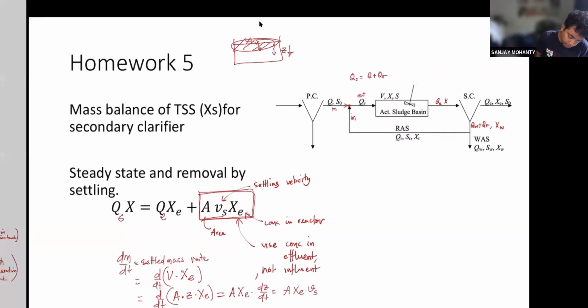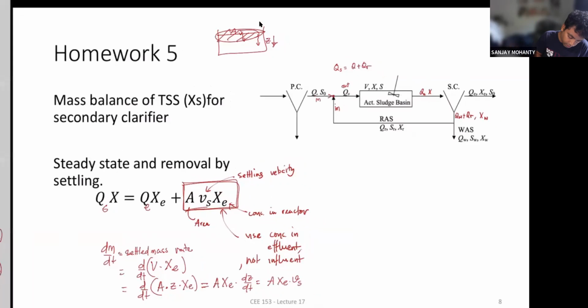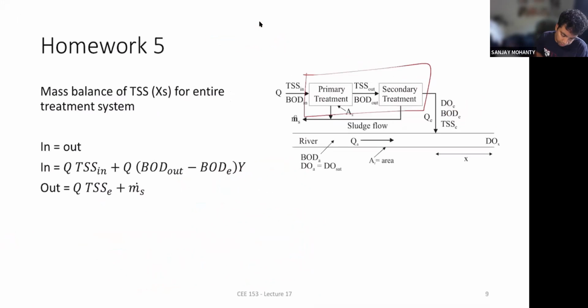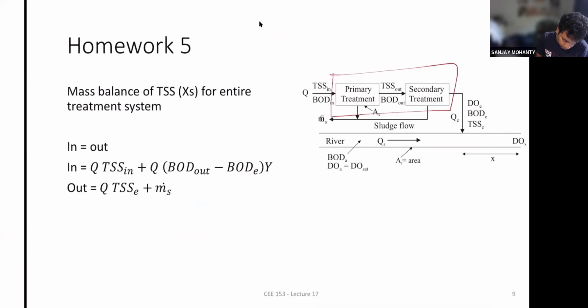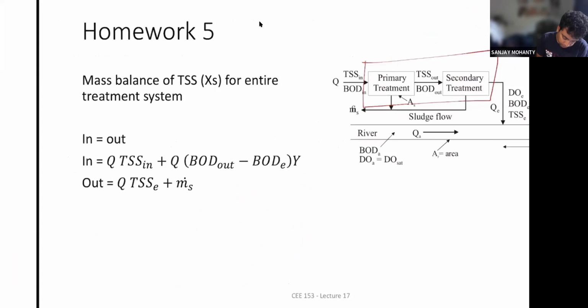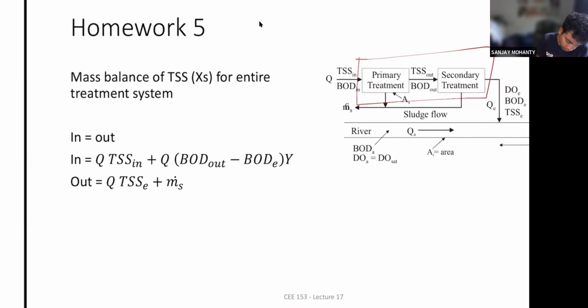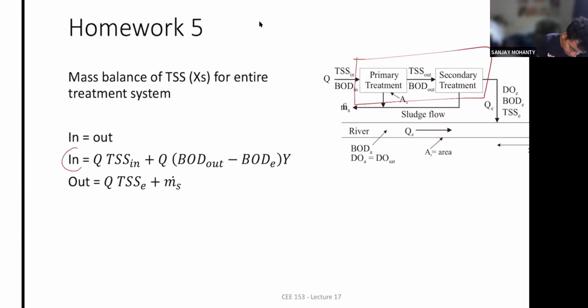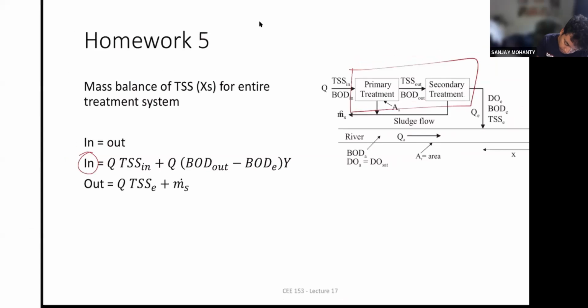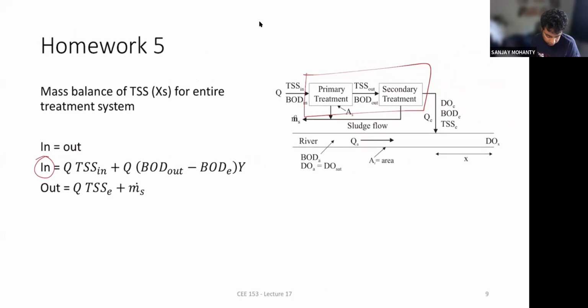Okay, so that's the mass balance for the secondary clarifier. And here you do the mass balance for the entire secondary treatment. Basically, in equal to out. What is coming in is based on the way it is written, so what is coming in and what is leaving the system.